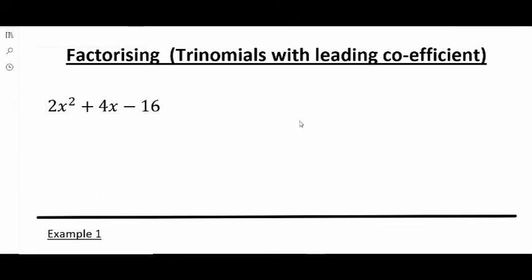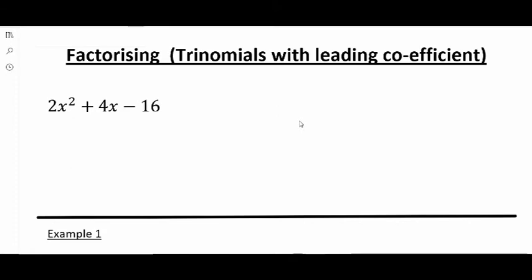Okay, factorizing with a leading coefficient on the x squared. Well, if we take 2x squared plus 4x minus 16, goodness me, what do we do? Obviously this is a trinomial, so we apply the trinomial factorizing method. No, that's wrong. That is terribly wrong.